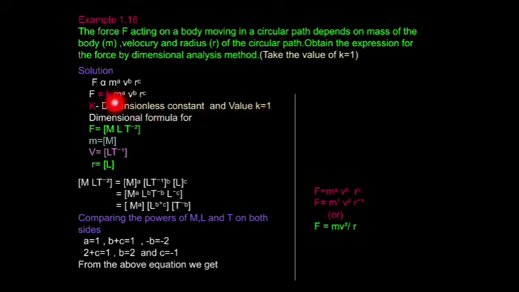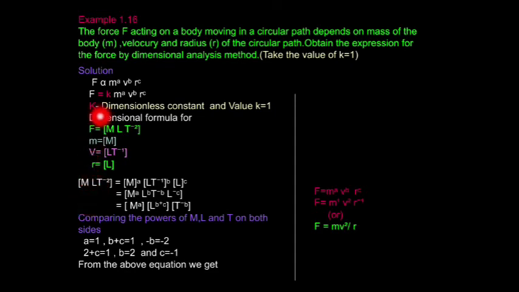Now substituting the dimensional formula for the given physical quantities. First quantity is force. The dimensional formula of force is MLT power minus 2. Then m, the mass of the body, is equal to capital M. Then v, velocity of the object. The dimensional formula for velocity is LT power minus 1. And the last one is the radius of the path, whose dimensional formula is capital L.